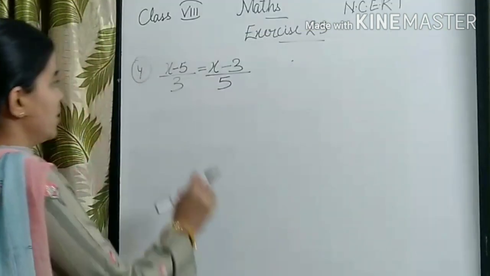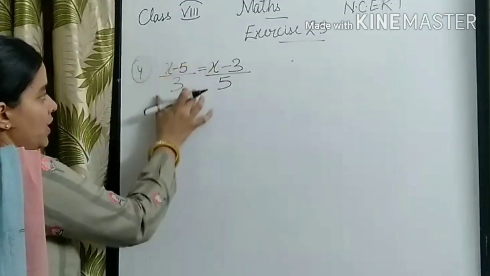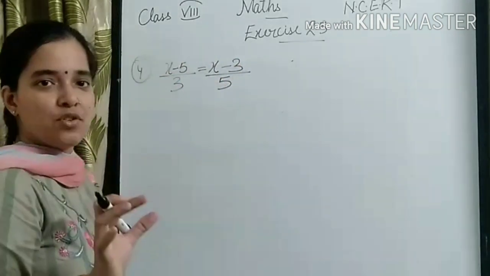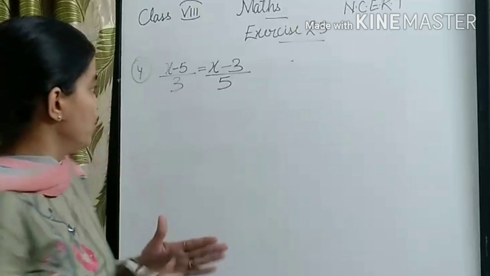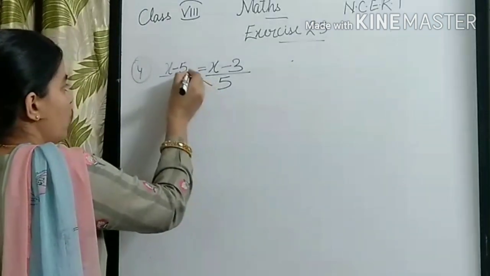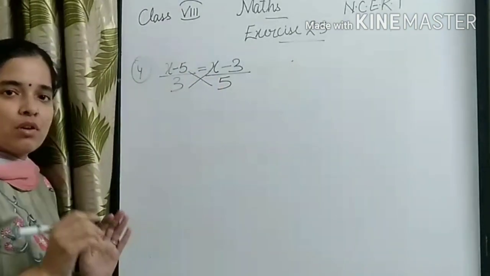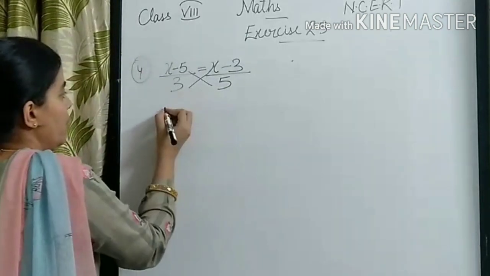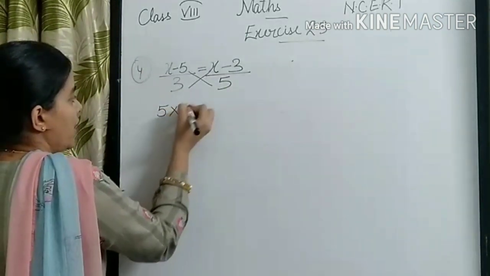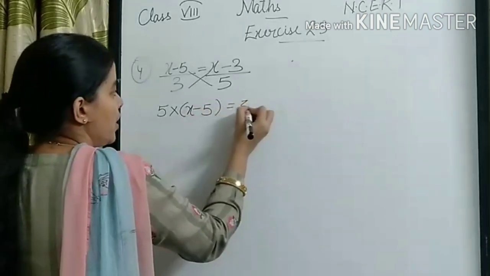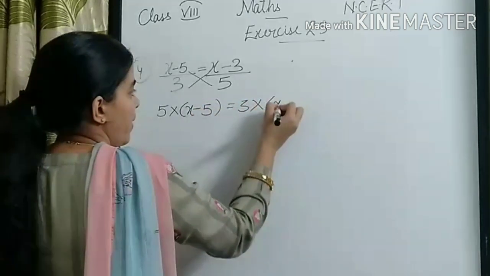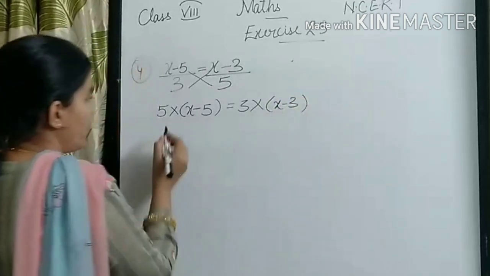Okay. In this question, you can see there are only single terms on both sides of the equal to. So whenever this type of situation occurs, what do you have to do? Always go for the cross multiplication. You just do the cross multiplication. So it will be 5 multiply x minus 5 is equal to 3 multiply x minus 3. Now open up the bracket.